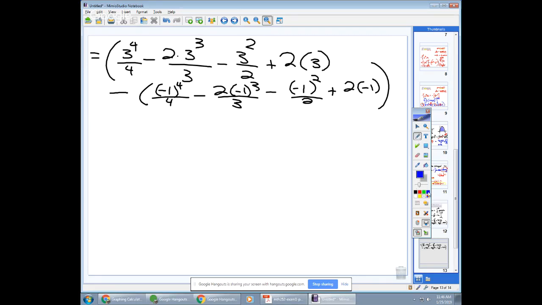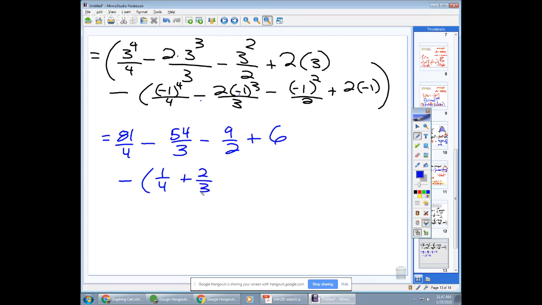All right, so what do I get? 3 to the 4th power is 81 over 4. Then 3 cubed is 27 times 2 is 54 over 3. Then 3 squared is 9 over 2, plus 6. And then I'm going to minus positive 1/4. A negative cubed is a negative, and I'm subtracting that, so that would be a plus 2/3. Squared, that's going to stay minus 1/2, and then minus 2. And definitely use your calculator to check.